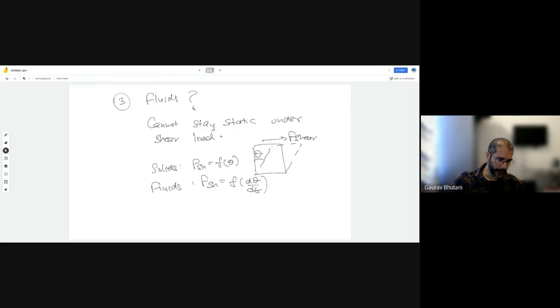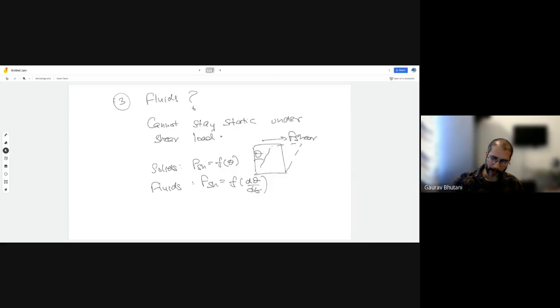But fluids do take pressure. Of course, if there's a submarine at the bottom of the ocean, there is a compressive force acting from all sides. That will try to decrease the volume of the submarine. So they can take compressive force and still stay static, but if you apply a shear load, they'll start to flow. They cannot be static under shear loads. So this is the definition of fluid.